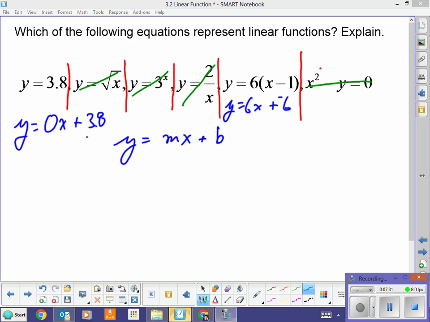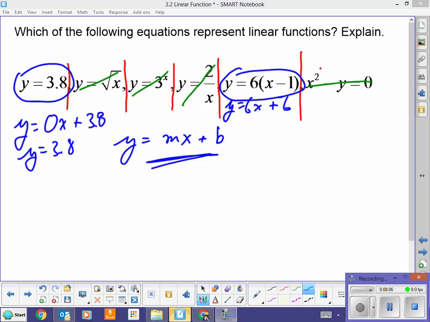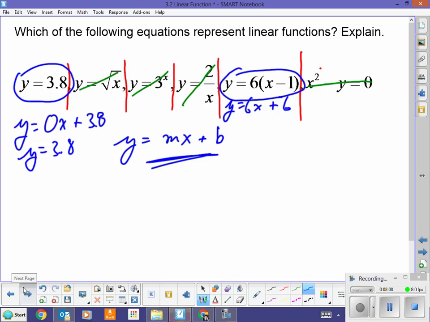And 0x, well, it has this form, doesn't it? But why don't I have it up here? Well, because we simplify. What is 0 times x? 0 times x is 0. And what's 0 plus 3.8? 3.8. So y equals 3.8. So even though we don't see the x, it's there. It's just being multiplied by 0. So this one's linear, and this one's linear. The others are not for the explanations I gave: squared, dividing, exponent, square root. No, none of those.